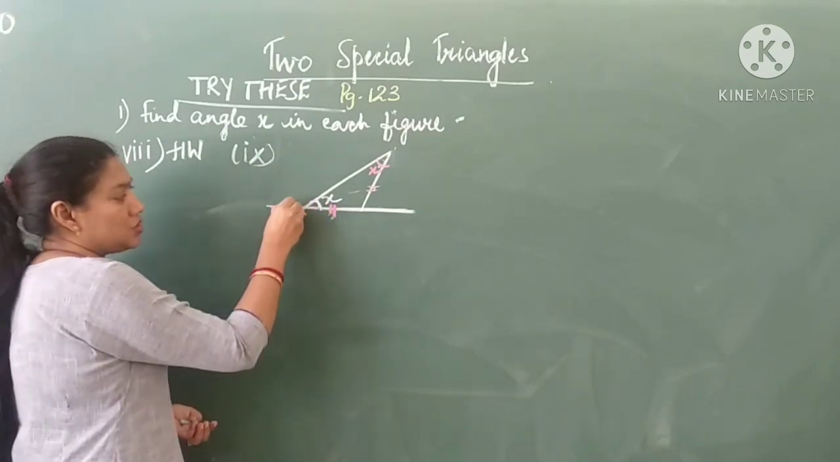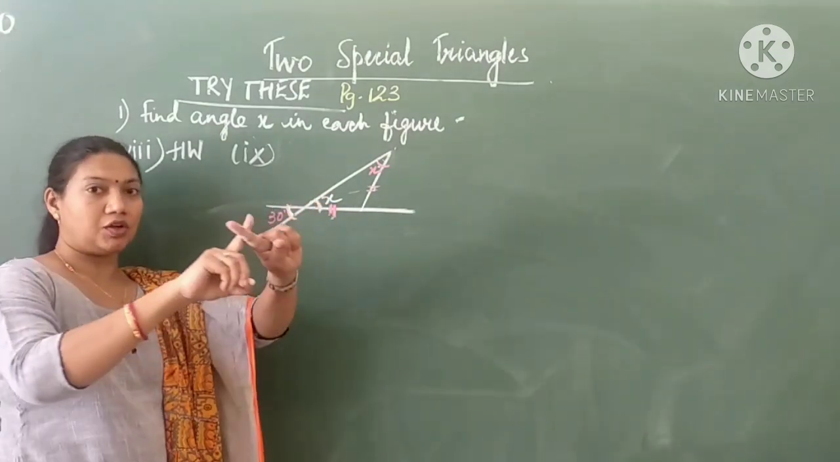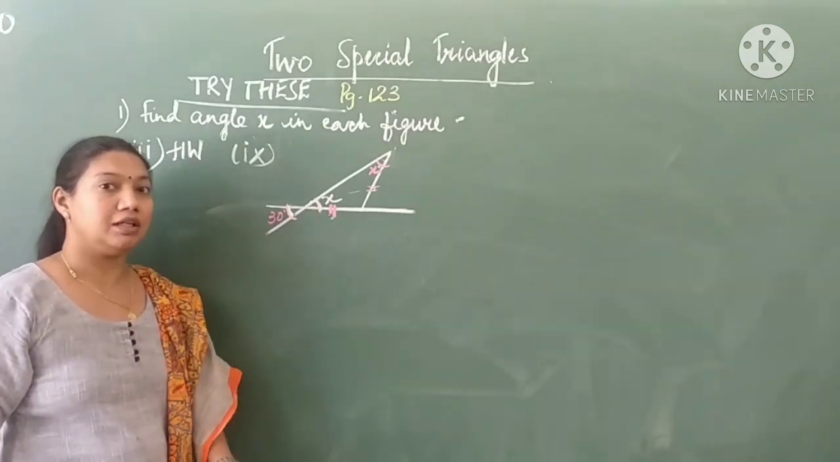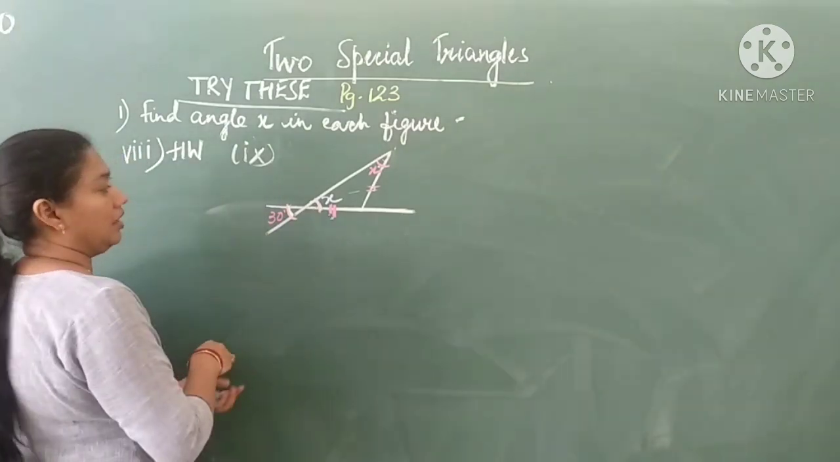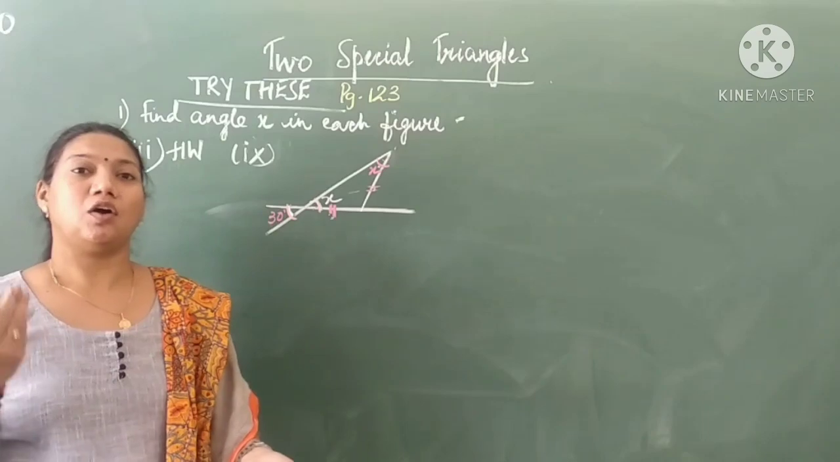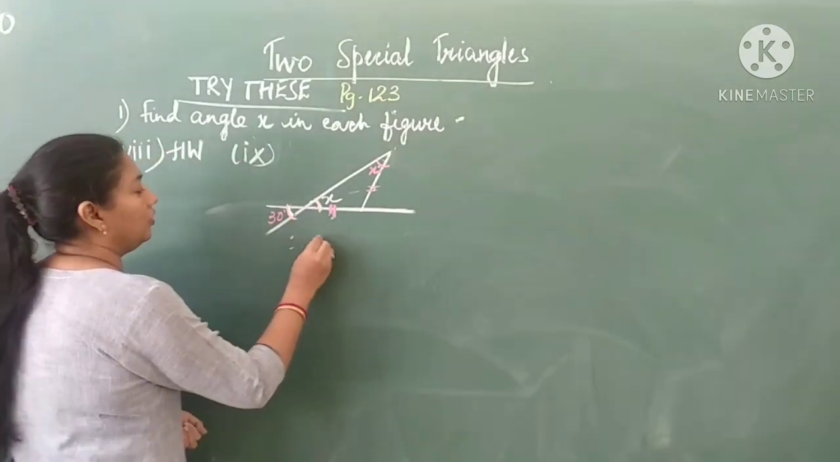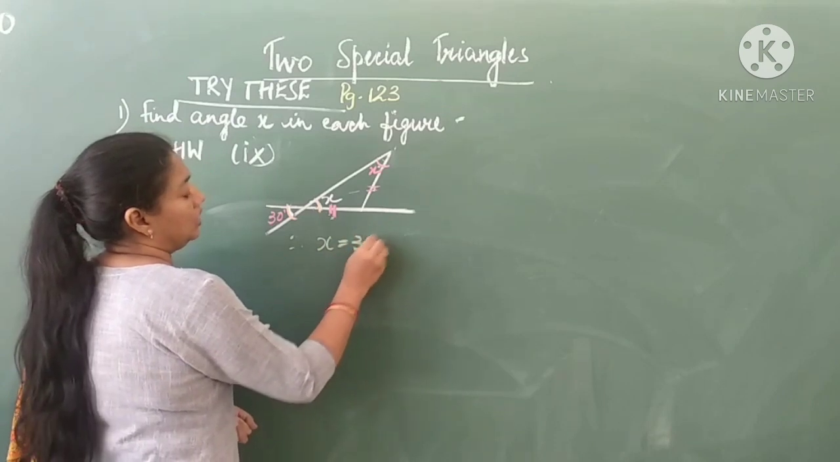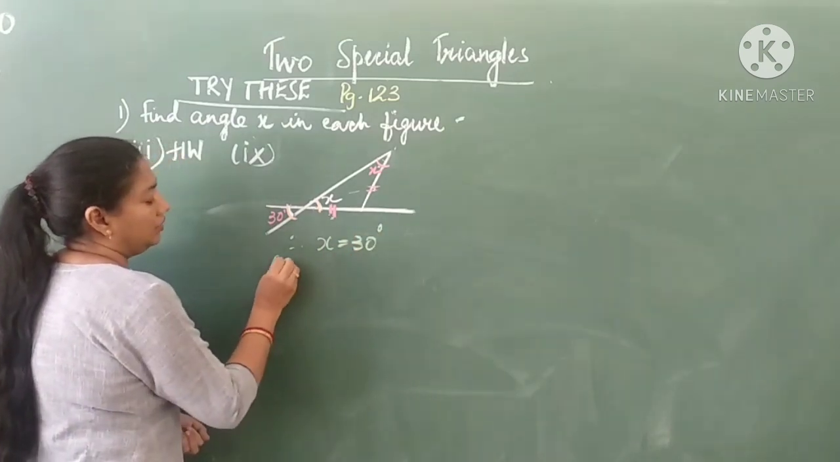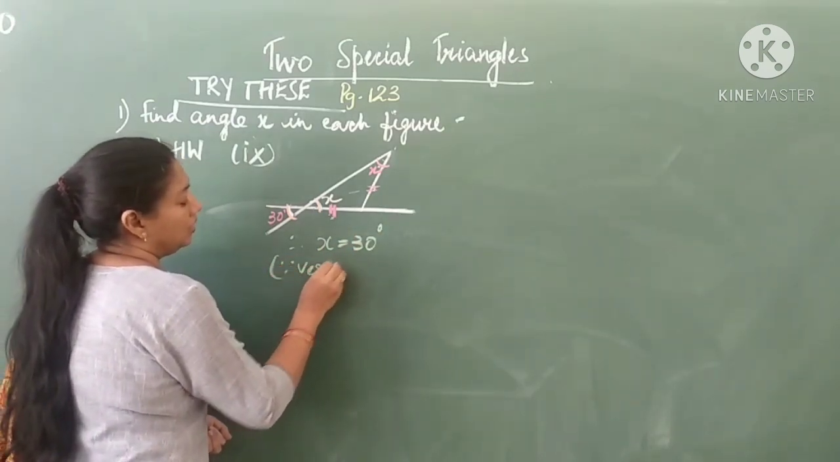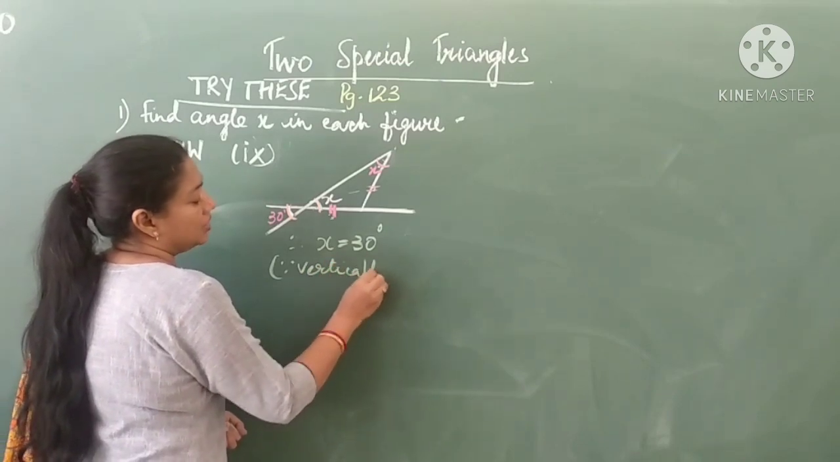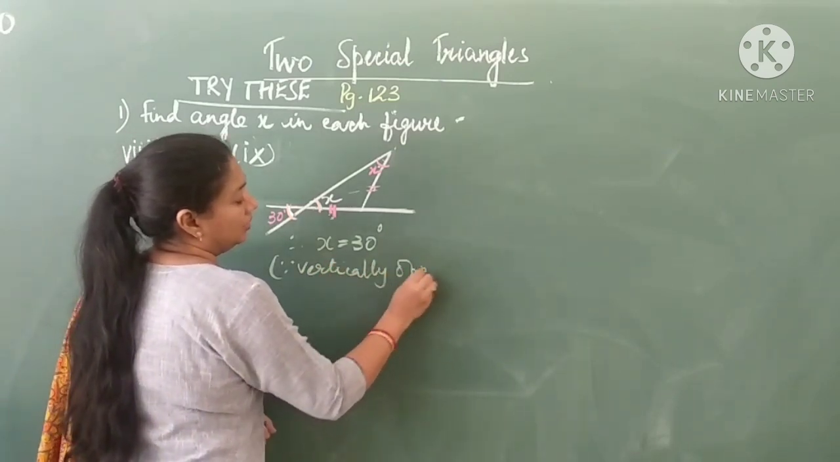Now which are these two angles? Can you identify these two angles? They are making a cross. It means they are vertically opposite angles, and vertically opposite angles are always equal to each other. Therefore, x is equal to 30 degrees as they are vertically opposite angles.